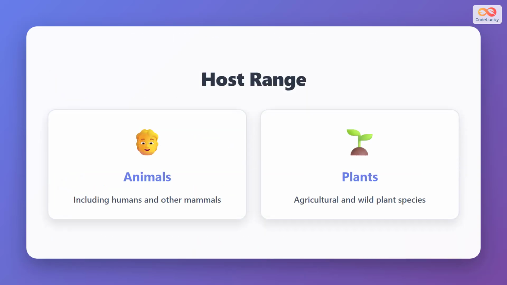Viruses can infect a wide variety of living organisms. They infect animals, including humans and other mammals, birds, reptiles, and fish. Different viruses have evolved to target specific animal species and even specific cell types within those animals. Viruses also infect plants, causing diseases in both agricultural crops and wild plant species. Plant viruses can significantly impact food production and ecosystem health. Additionally, viruses can even infect bacteria and other microorganisms, though we are focusing primarily on viruses that affect larger organisms in this presentation.